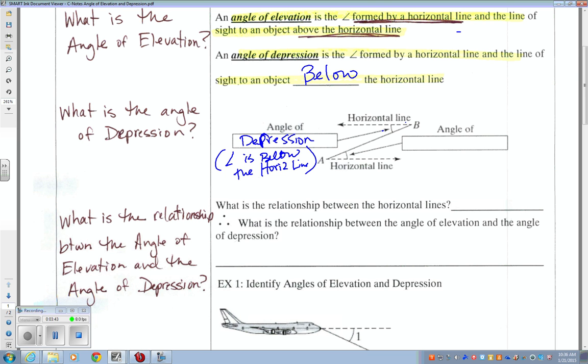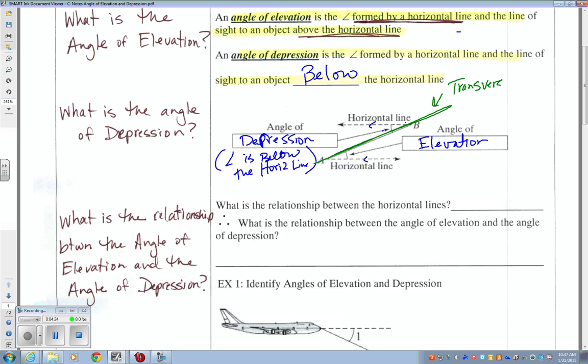All right. Angle A would be the angle of elevation because the angle is formed with the segment AB and the horizontal line, and that angle is above the horizontal line. Does that make sense? Okay. Now, what is the relationship between the horizontal lines? All horizontal lines are what? Parallel. Okay. So the horizontal lines are always parallel. So what do we call the line AB? Yep. This line right here is your transversal.